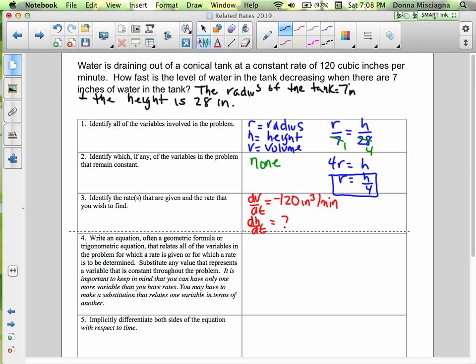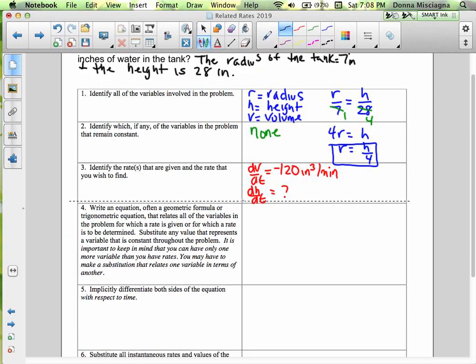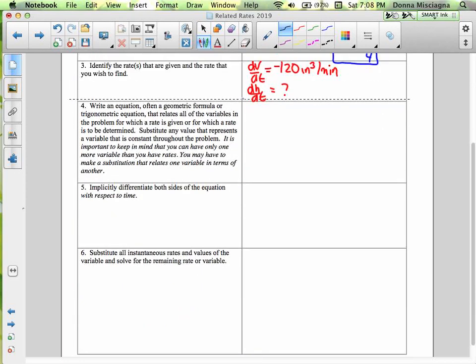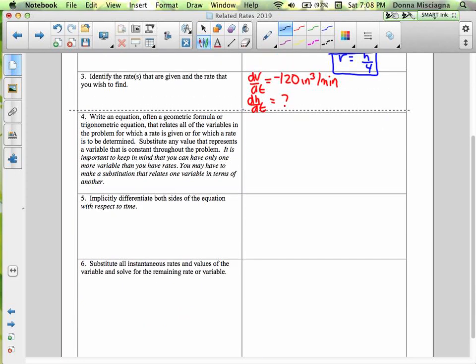So let's write our equation. I'm going to scroll this up a little bit. Maybe that far. All right, so volume equals 1/3 pi r squared h, and we're replacing r with h over 4. So volume equals 1/3 pi times (h over 4) squared times h. Let's simplify that before we take the derivative.